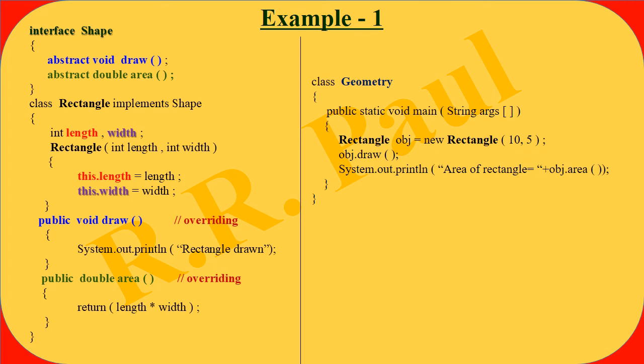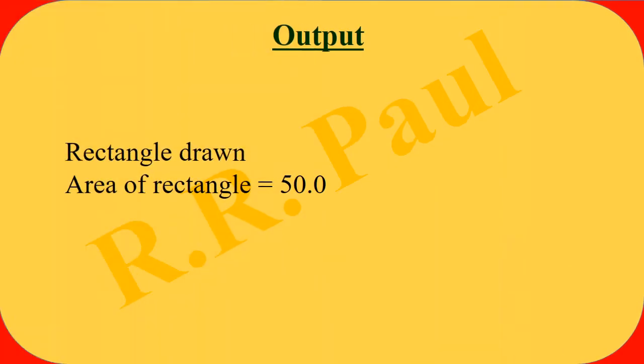You can also see the use of this keyword in this program. This keyword points towards the current calling object, means the members associated with the current calling object. As per the program, this is the output.